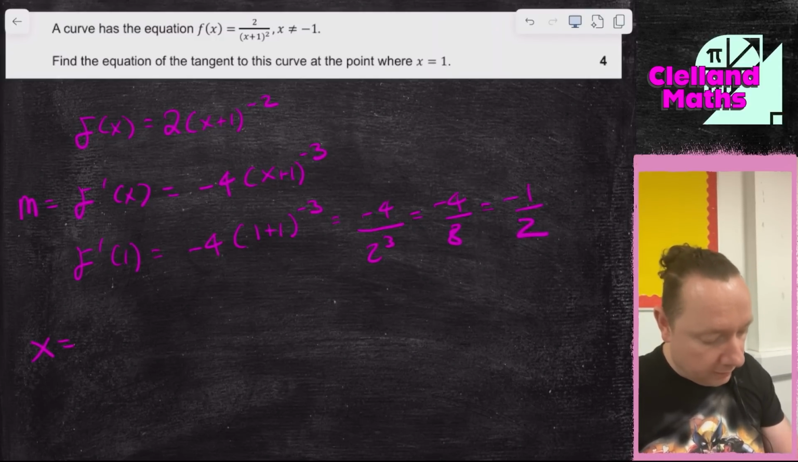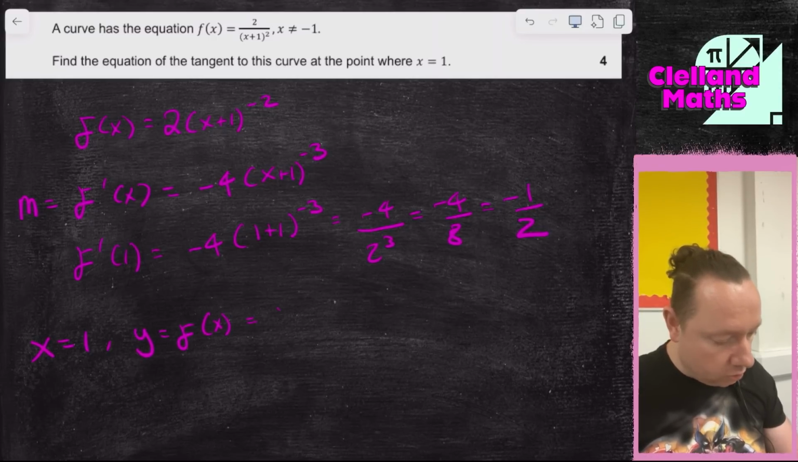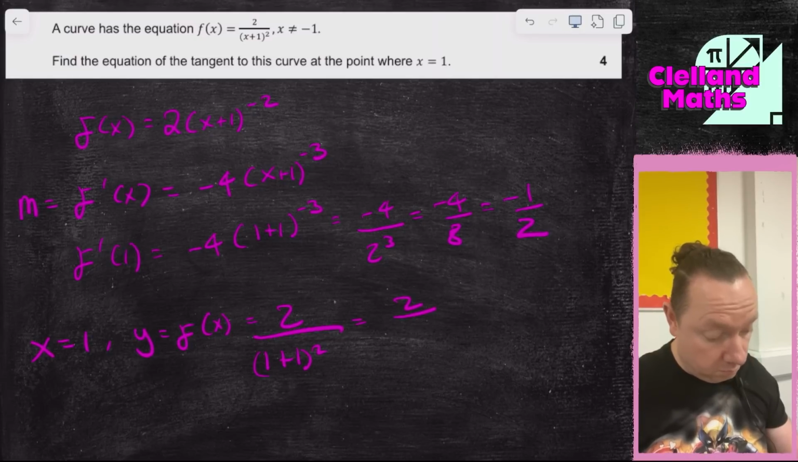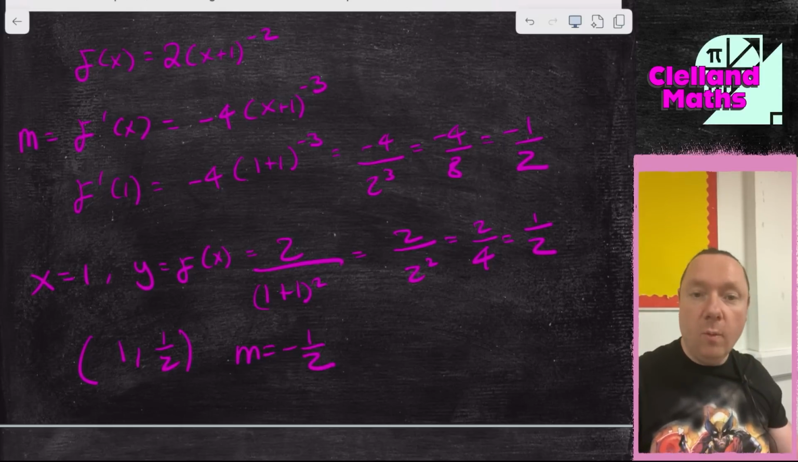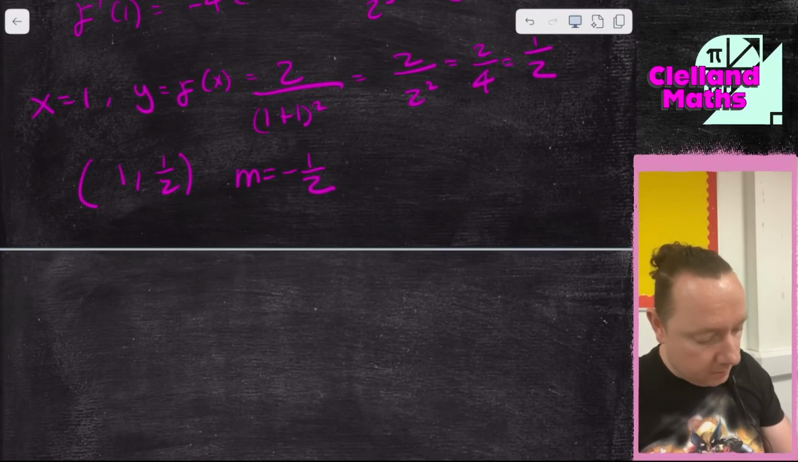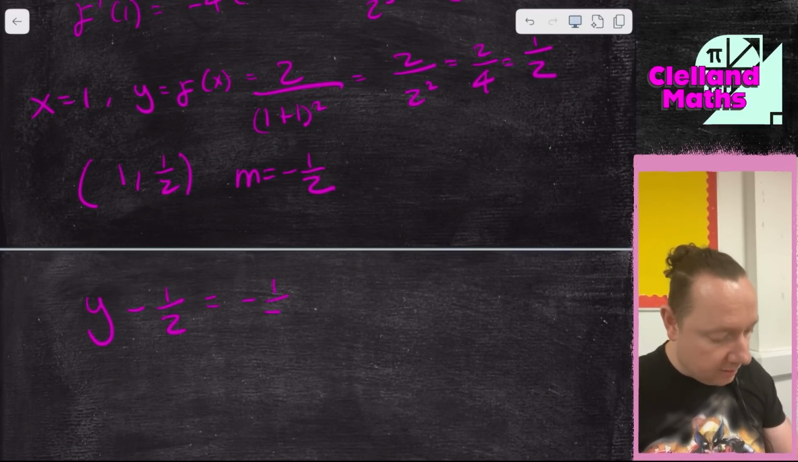So when x equals 1, y, which is f of x, equals 2 over (1 plus 1) squared. That's 2 over, well, 1 plus 1 is 2. That's 2 over 4. That's a half. So my point is (1, a half), and my gradient is minus a half. So I can now do y minus b is m(x minus a). Y minus b, which is a half, equals minus a half gradient, (x minus 1).